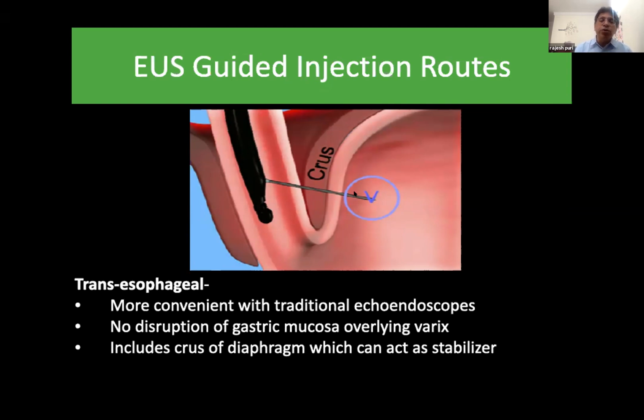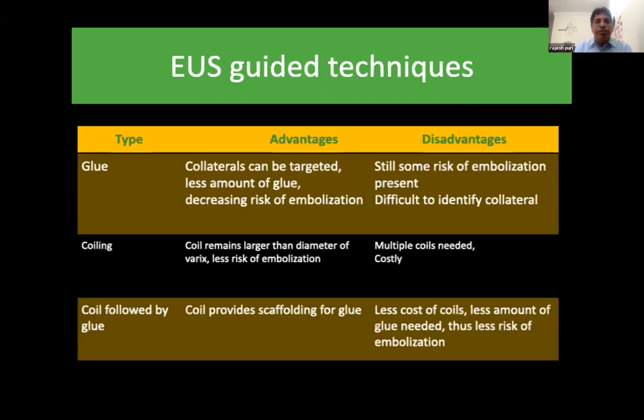But the problem with using the transesophageal route, as you saw yesterday, is that in patients who have large esophageal varices, you are going through the varices and the risk of bleeding will be very high. So if you are tackling fundal varices, please make sure that if the esophageal varices are large, try to use the transgastric approach or use the forward-viewing scope rather than the transesophageal approach.